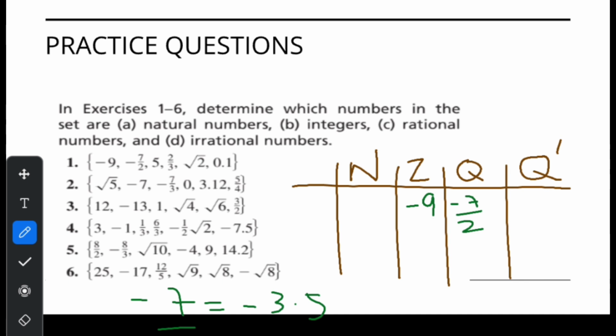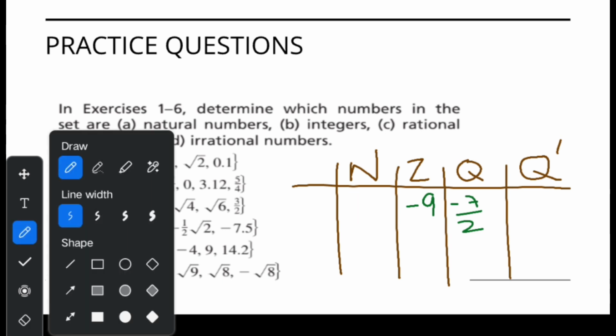Now moving to the next number, which is 5. You can see that 5 is a whole number and this is positive, but we are not given whole numbers as a category, so we put it under the column of natural numbers. There is a slight difference between natural and whole numbers. Whole numbers begin from 0, they are all positive numbers and lie on the positive side of a number line, whereas natural numbers begin from 1, again they are positive numbers and lie on the positive side of a number line. So 5 is a natural number, so I'm putting it in the first column.